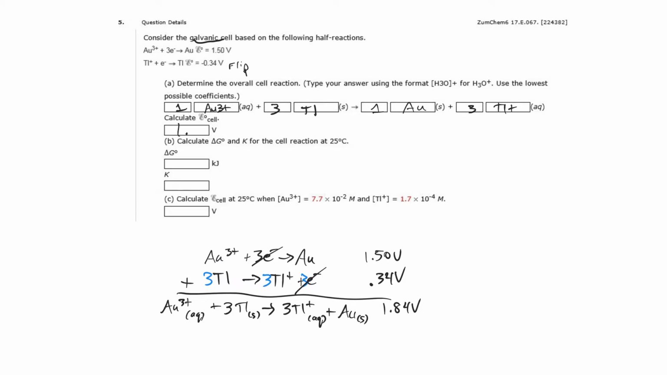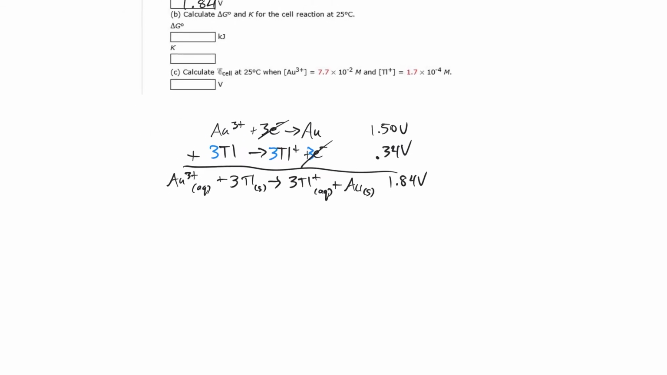Standard cell potential is what we found by adding together the two voltages for the half reactions. Okay, so that much hopefully wasn't too hard. In part B, they're going to ask us for the free energy change under standard conditions. To get that, we'll use what I think is a familiar equation. Negative n times F times the standard cell potential. n is the number of moles of electrons transferred. F is Faraday's constant.